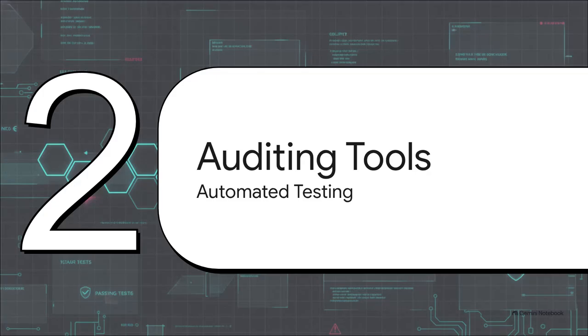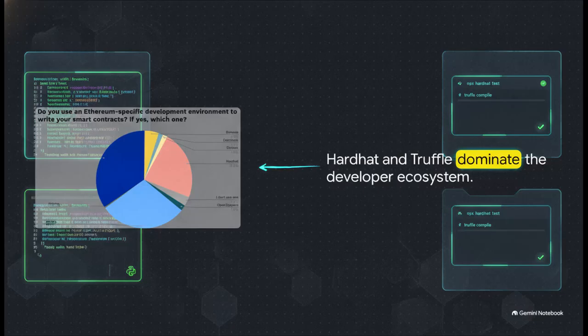Which leads us perfectly into Section 4, Auditing Tools in Action. To catch these crimson exploits before they ruin us, we absolutely have to introduce automated security testing and auditing tools into our daily workflow. Honestly, you just cannot rely on manual code reviews alone anymore. Looking at the developer ecosystem, Hardhat really dominates the landscape with its robust JavaScript and TypeScript base, commanding almost 23% of the space.